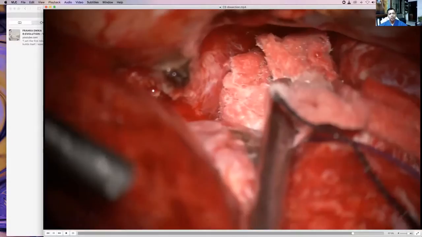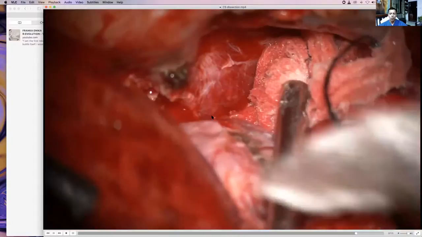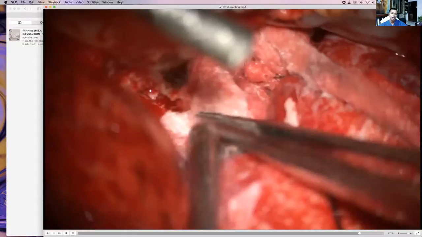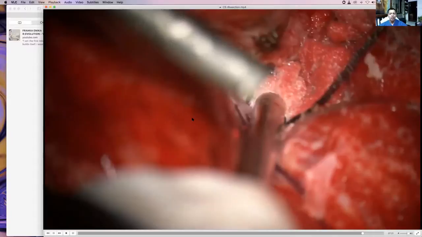So your sutures will help you to keep on doing that. If at all you have a small bleeding point, you can put Surgicel. And now you can go ahead. You can see the carotid. You can see the optic nerve. This is the entire Dolenc's triangle.